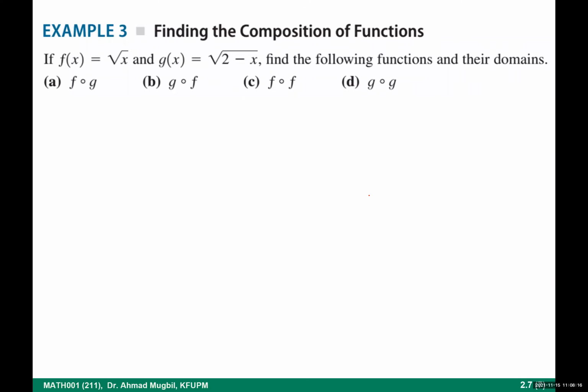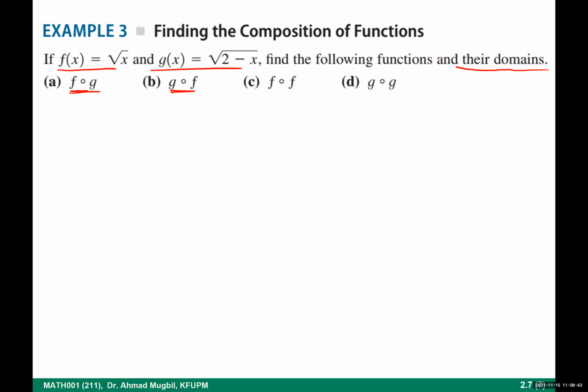I think this is the example that we didn't finish. We stopped last time at this example. Maybe we solved A and B. Is that right? We solved A and B. Let's go over the solution of A and B quickly and go to C and D. What we want here, we have f, we have g, and we need to find f composed with g, g composed with f, and we need also to find the domain.